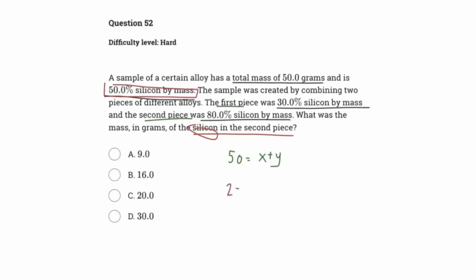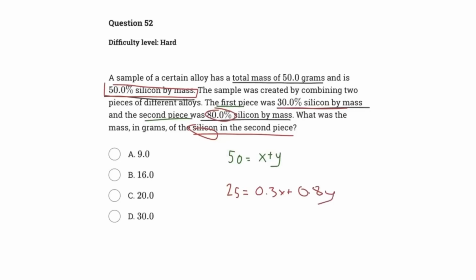Therefore, we can set 25 equal to, well, what are our other given variables? We have the first piece, which is 30% silicon by mass, right? So x is the total mass, and therefore now we only have 30% of that for silicon. So we got 0.3x. And now I'm going to do the same thing for the second piece, which is 80%. So 0.8 times the total mass.